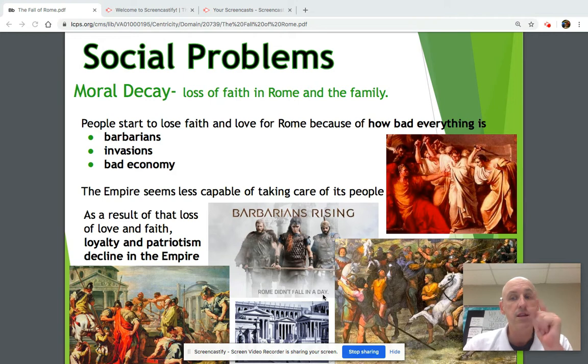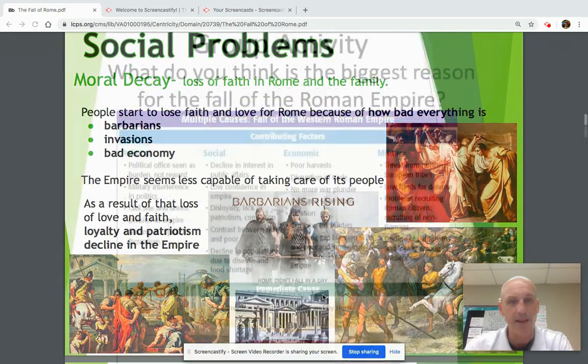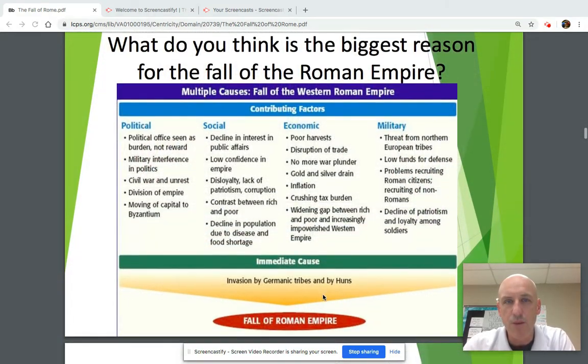So this might be the number one reason why Rome will fall. It might be the people don't care, the social problems, or it could be the military, or it could be the economics, all right, or it could be politics. What do you think is the biggest reason for the fall of Rome?